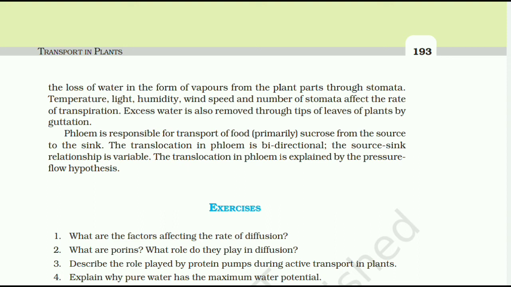Phloem is responsible for transport of food, primarily sucrose, from the source to the sink. The translocation in phloem is bidirectional. The source-sink relationship is variable. The translocation in phloem is explained by the pressure flow hypothesis.